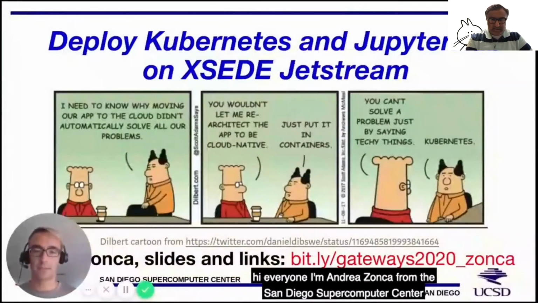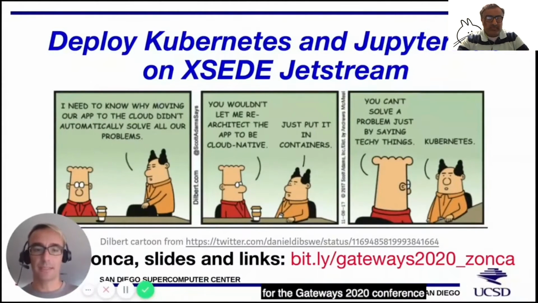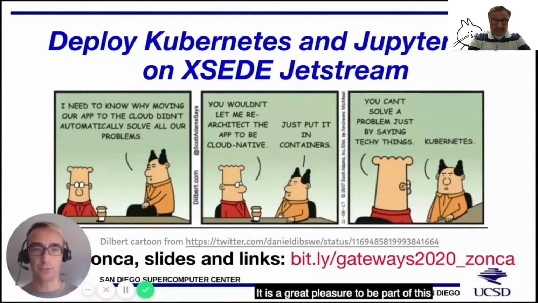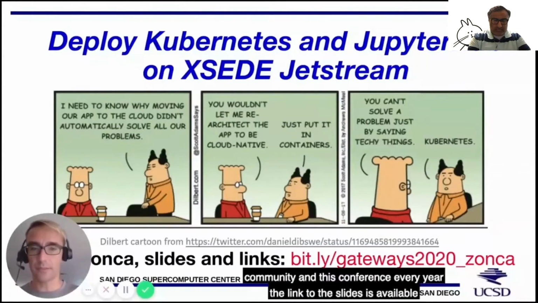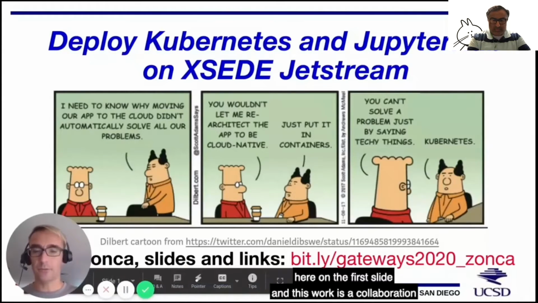Hi, everyone. I'm Andrea Zonca from the San Diego Supercomputer Center. I'll be presenting the paper Deploy Kubernetes and JupyterHub on XSEDE Jetstream for the Gateways 2020 conference. First of all, I want to thank Catherine Lawrence for organizing the conference. It's a great pleasure to be part of this community and this conference every year. The link to the slides is available here on the first slide.